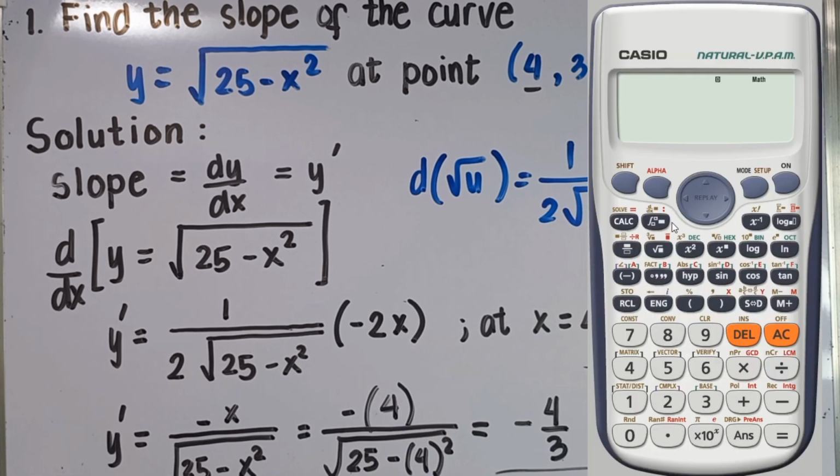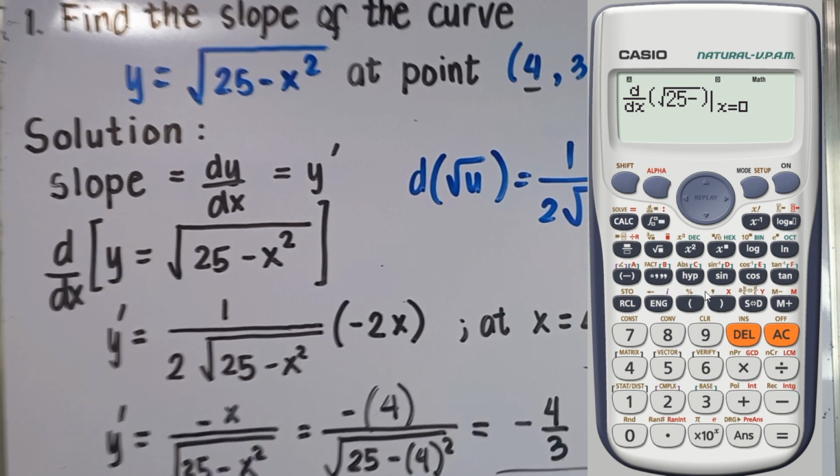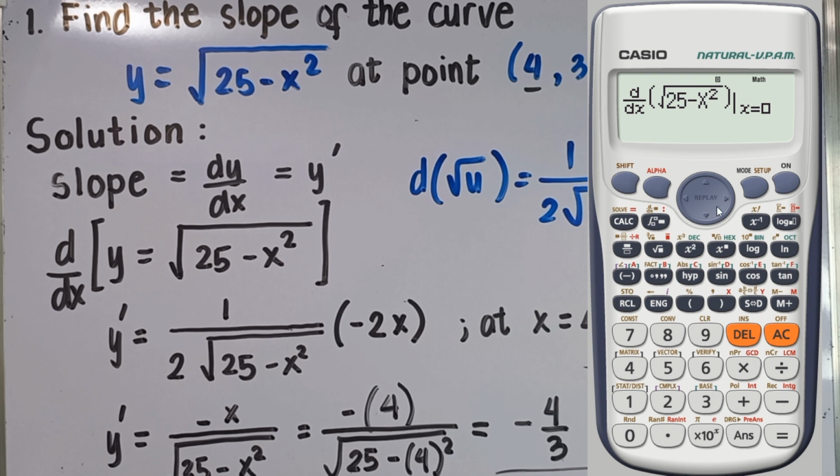Now, let's try solving this problem using a calculator. Press Shift, then the derivative button, then input the function to be derived, square root of 25 minus x squared, and input the value of x equals 4 to find the value of the slope at that point. Press equals, and you'll get your answer, negative 1.33 or negative 4/3.